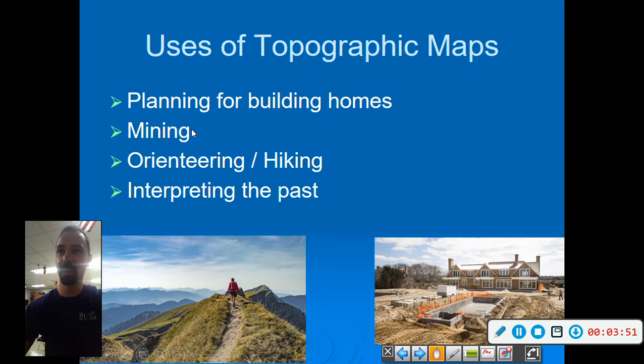Mining, definitely. We've got to figure out the terrain of the area. Orienteering and hiking, so that's a hobby that some people have, going up the sides of mountains. And then of course, if you're a geologist, interpreting the past, which we'll talk about in future chapters.